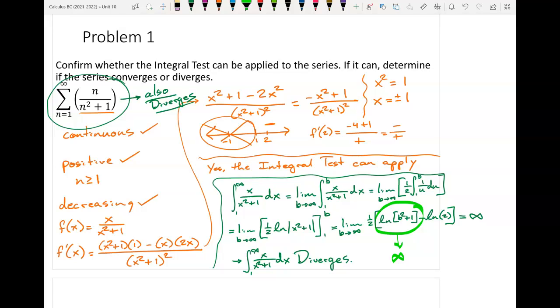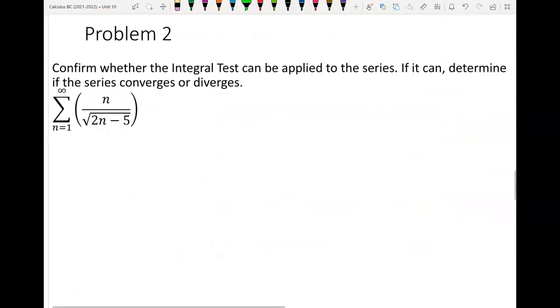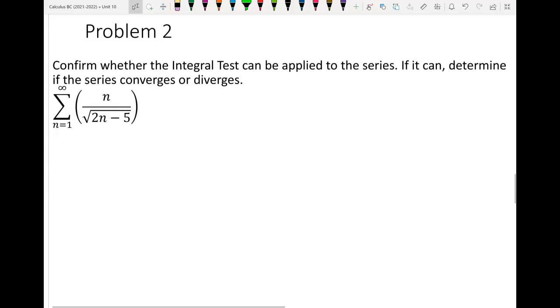All right, so this is not necessarily going to be your favorite test. We will see other tests that might be more useful for us, but this is one that can be applied, and it's one we're going to add to our arsenal of convergent and divergent tests. All right, so let's go ahead and try another one. I want you to try this one. Go ahead and tackle it and see what you can do.